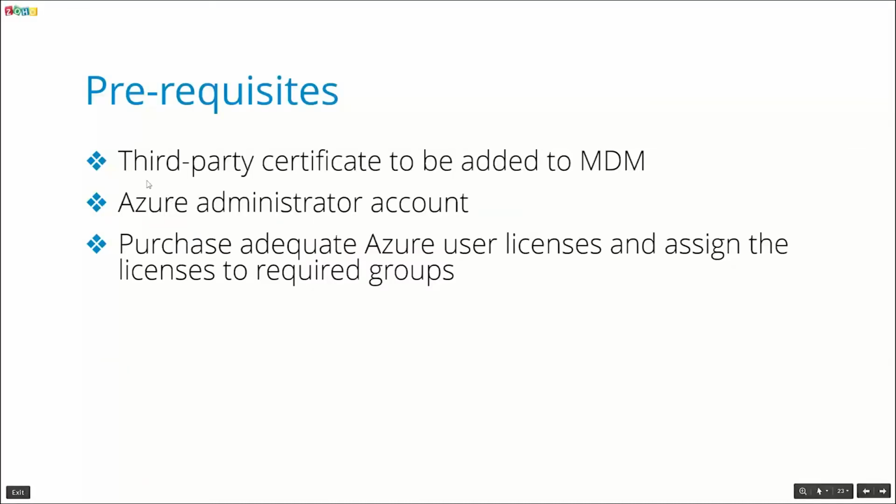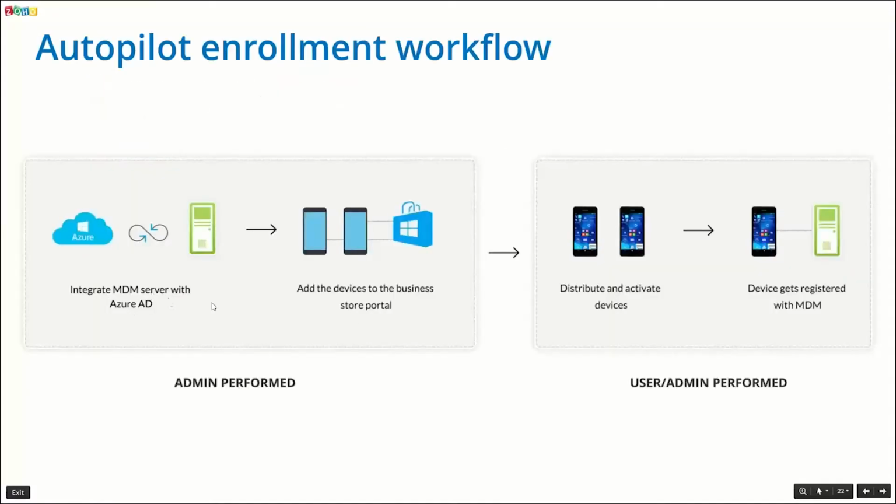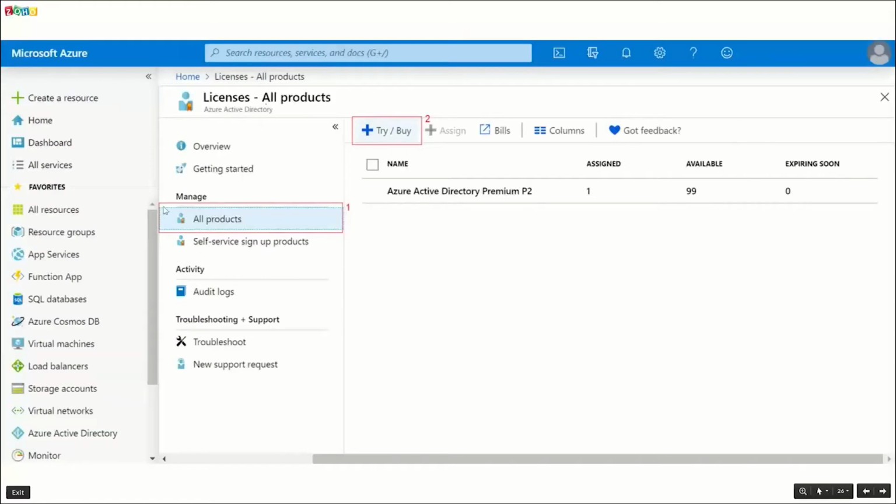And as a prerequisite, in case you have an on-premise MDM, you need to have a valid third-party SSL certificate, which needs to be added to your MDM server. Only then you can integrate with Azure Active Directory servers. And then you need to have an Azure administrator account. And if you're trying to onboard 100 laptops, you need to have the adequate license purchase so that you can assign the appropriate users from the Azure Active Directory portal. So these are certain prerequisites which need to be met if you'd like to integrate your MDM with Azure AD.